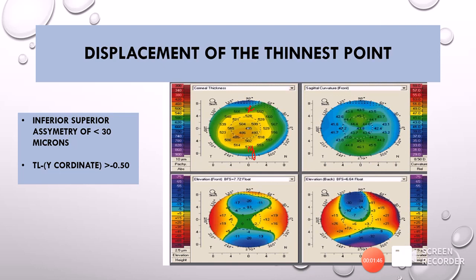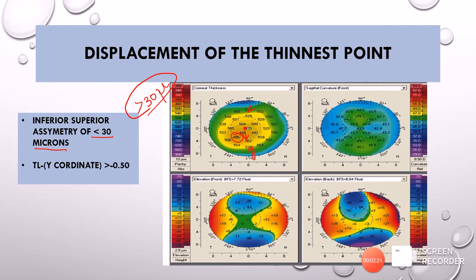So this difference between the inferior and superior should always be less than 30 microns. Whenever the difference between superior and inferior is more than 30 microns, it indicates a significant thinning and it can be risky and can suggest ectasia. Similarly, you have to find out the thinnest point, and suppose in this picture the thinnest point is about 485, and then you have to calculate the vertical displacement of the thinnest point from the center.